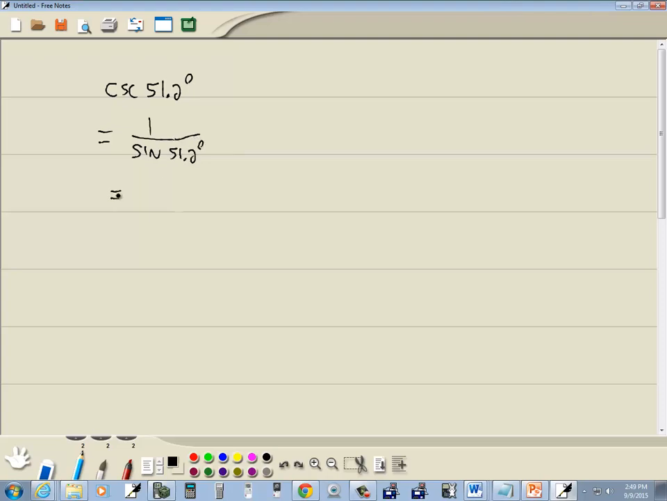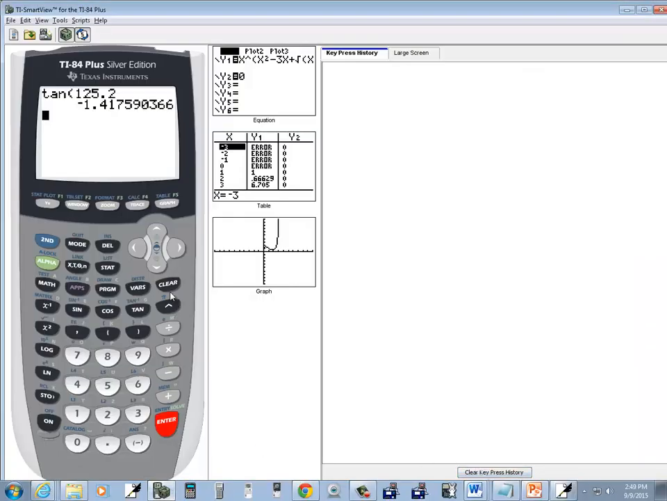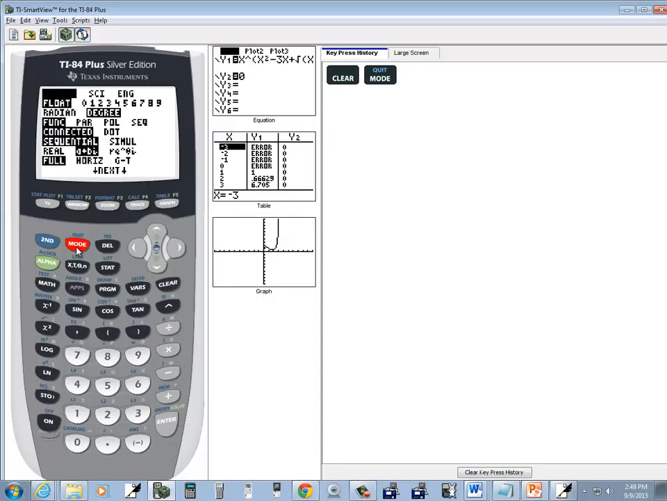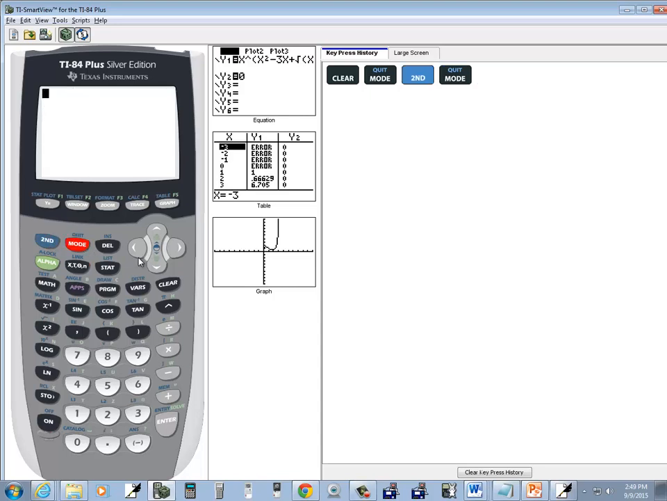Now you want to make sure you're in degrees. So on my calculator, I'm going to go into mode, and you'll make sure degrees is highlighted. If it isn't, down arrow to that line, right arrow, put your flashing cursor on degree and press enter one time. Then second mode, exit out.